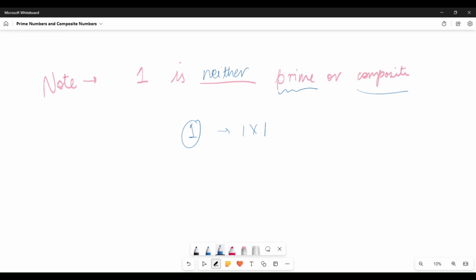And that was the introduction to prime numbers and composite numbers. There are other topics in more detail, which is basically prime factorization, more related to prime numbers, which we will see in later videos.